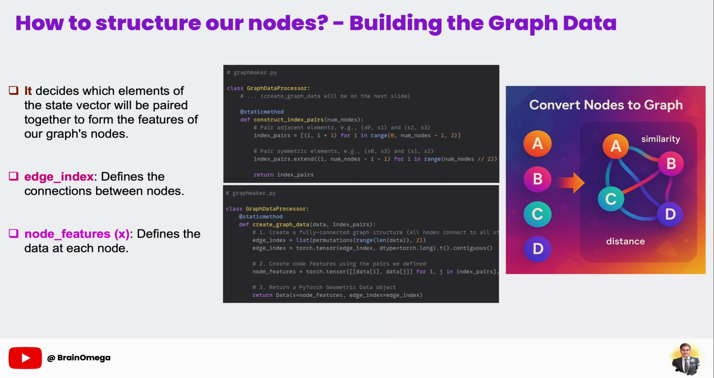Second, it creates the node features, which PyTorch Geometric calls X. It uses the index pairs from our previous slide to build a list of features for each node. So, our graph will have four nodes, and each node will have features consisting of a pair of values from the game state. Finally, it bundles the node features and edge connections into a data object, a standard container used by the PyTorch Geometric library.